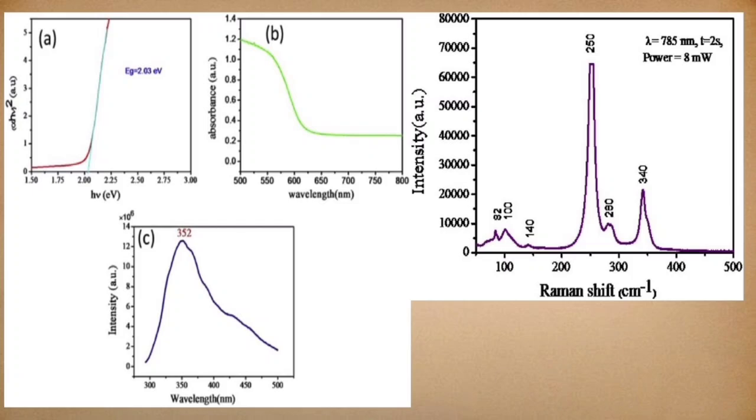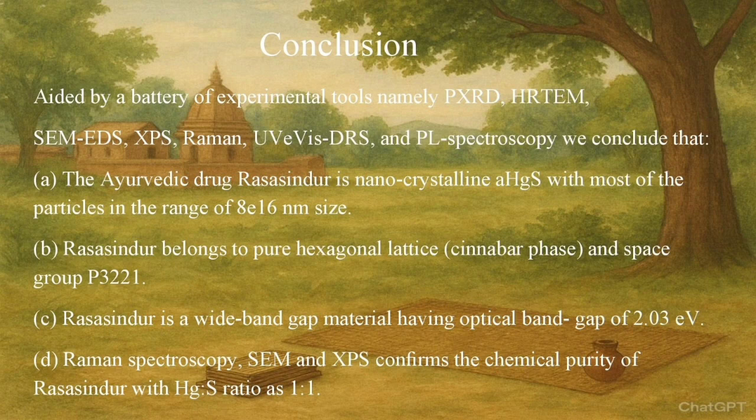Coming to the conclusion, aided by a battery of experimental tools, namely PXRD, HRTEM, XPS, etc., the Ayurvedic drug Rasa Sindoor is nanocrystalline HgS with most of the particles in the range of 8 to 16 nanometer size. Rasa Sindoor belongs to a pure hexagonal lattice and space group P3221. Rasa Sindoor is a wide bandgap material having an optical band gap of 2.03 eV. Raman spectroscopy, SEM and XPS confirm the chemical purity of Rasa Sindoor with an Hg:S ratio of 1:1.